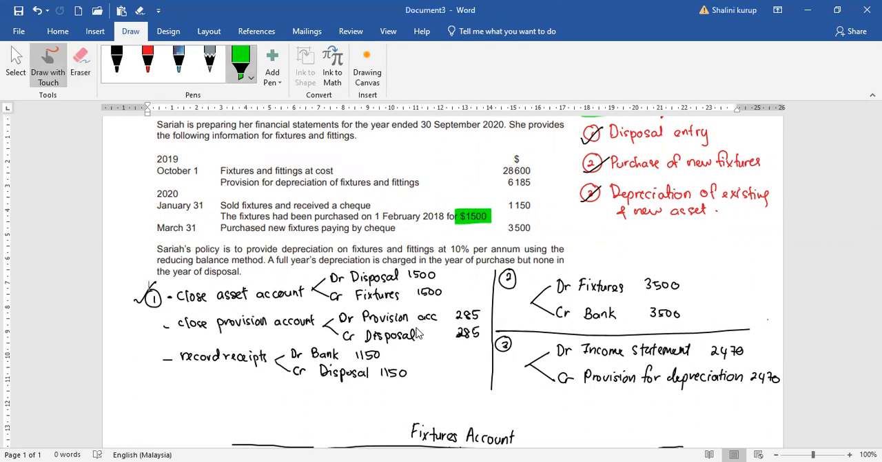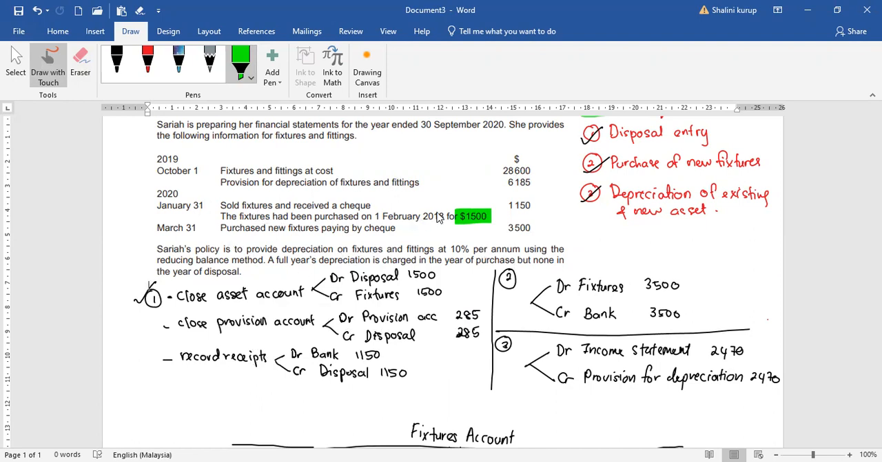The next part here will be the provision account. So we have to close the provision account. If you do not know where I got the 285, please go back to part 2 of the video and see how I got the 285. This 285 is actually included in 6185, so you have to minus. How to minus? This is the entry. So this is the second entry, and the third entry is obviously the record of the receipts for the disposal.